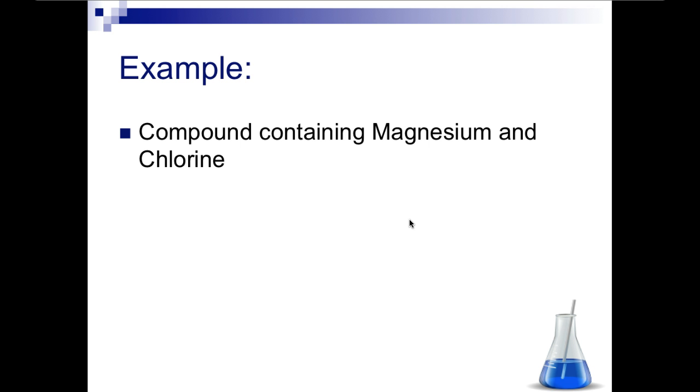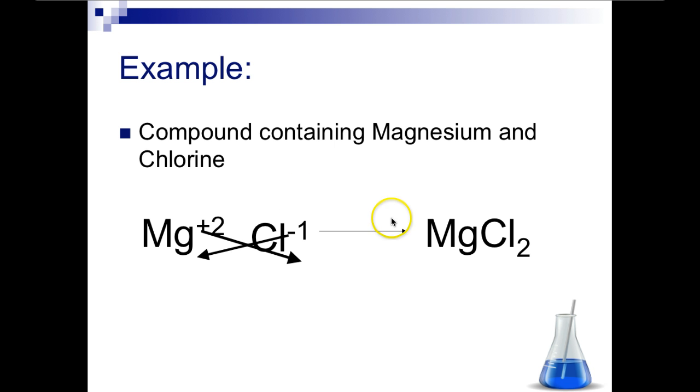So, example, the compound containing magnesium and chlorine. Locate those on your periodic table. Magnesium is going to be plus 2. Chlorine is going to be minus 1. So, we're going to crisscross the charges, and those charges are now going to become subscripts, but you drop the plus and minus. When we do that, we get MgCl2. Notice how this 2 is now the subscript for the Cl. That 1 is the subscript for the Mg. We do not write ones. And so magnesium and chlorine come together to make MgCl2.